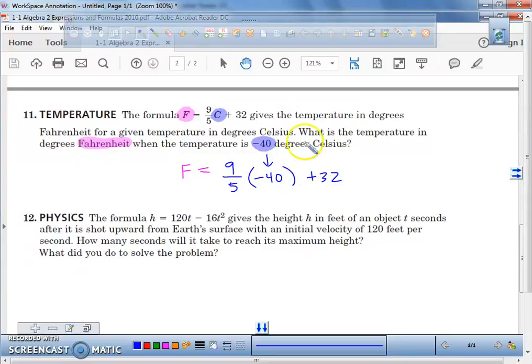Relatively simple problem. You could use a calculator. Whatever answer you get, make sure you put it in degrees Fahrenheit. You should find it quite interesting. It's the only temperature where the Fahrenheit and the Celsius match, but I'm not going to play with the answers.